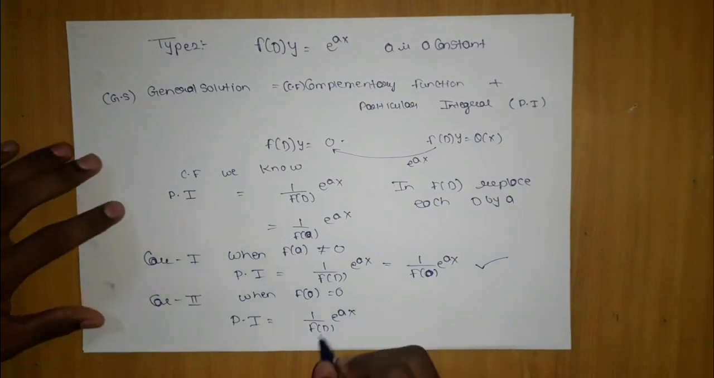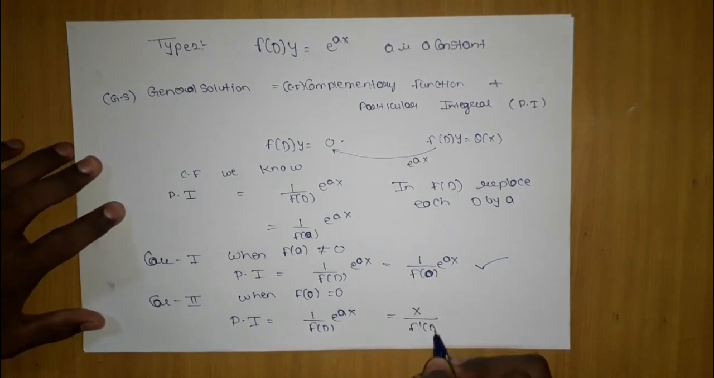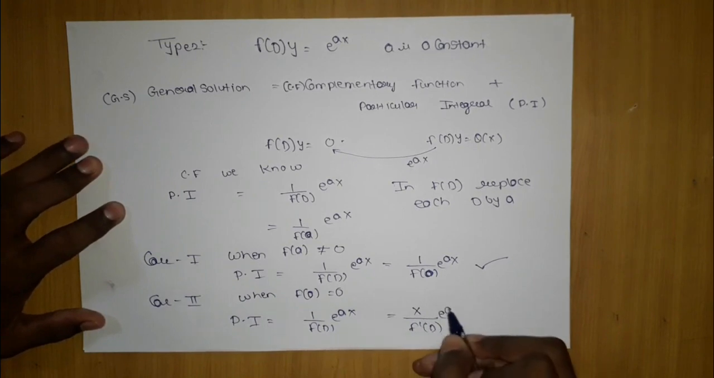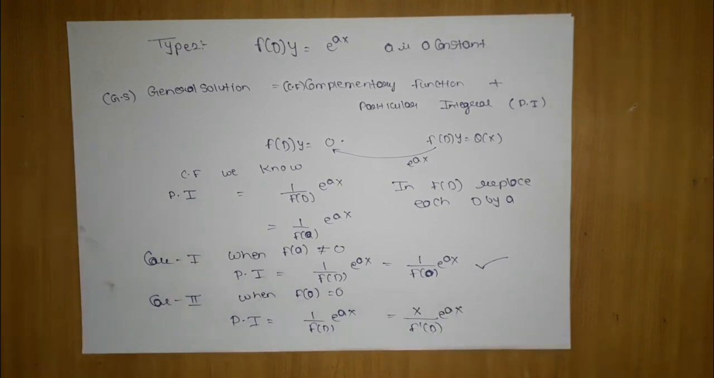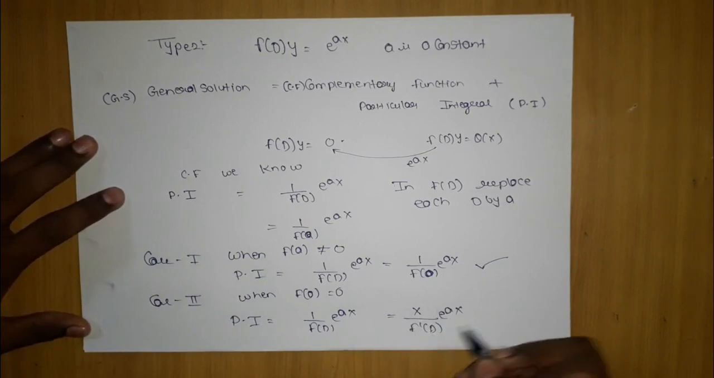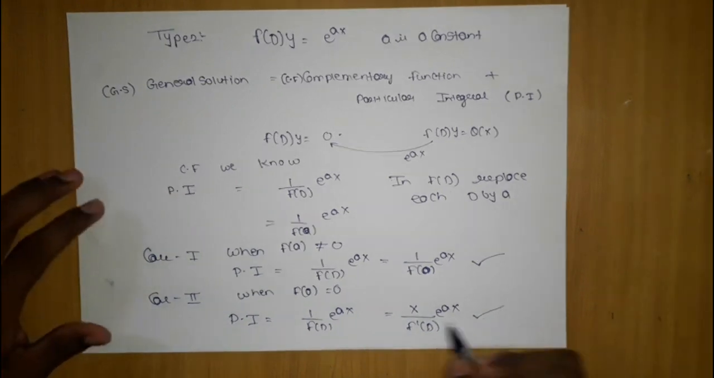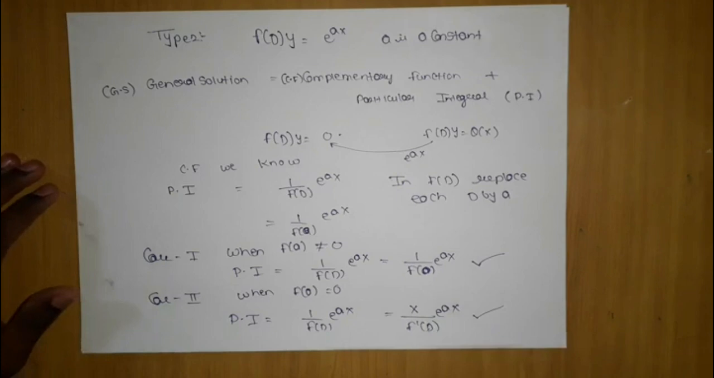So what you have to do is differentiate this f of D and multiply the top by x. So what you get is x upon f dash of D into e power ax, and this will be your particular integral solution. We are getting our case 2 solution as x upon f dash D into e power ax.